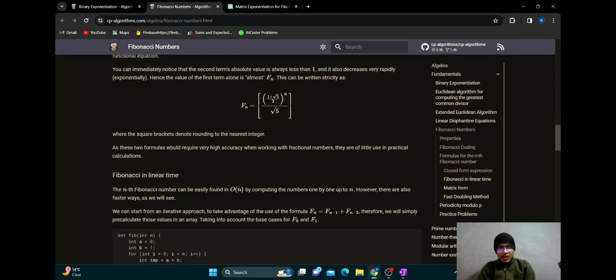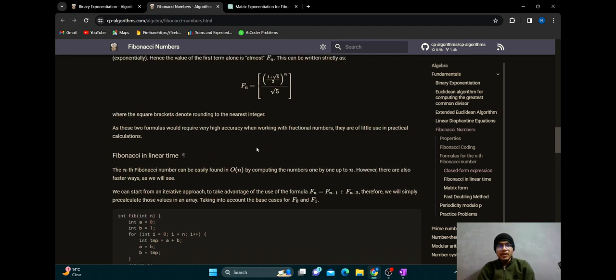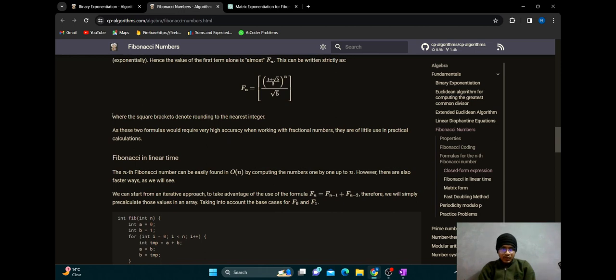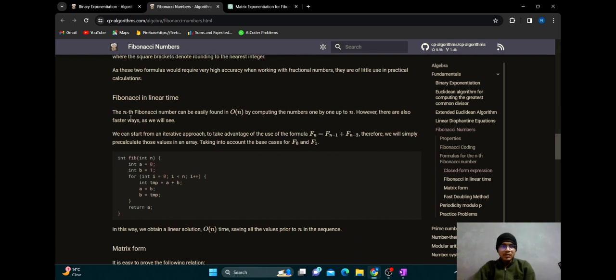It needs very high accuracy when working with fractional numbers, so there is little use of it in practical calculations. So how can we find the nth Fibonacci number in linear time by using code?